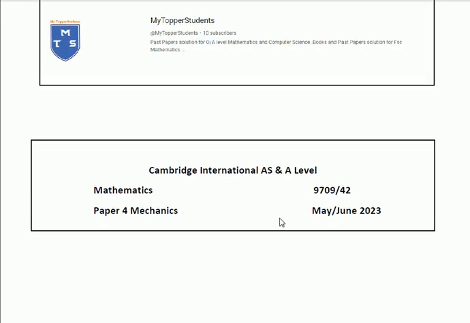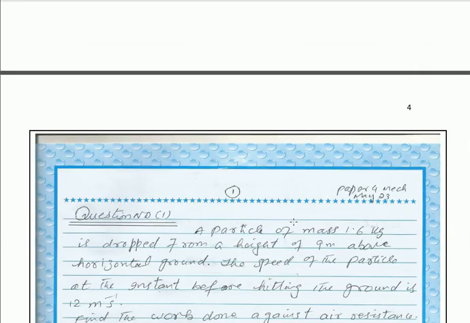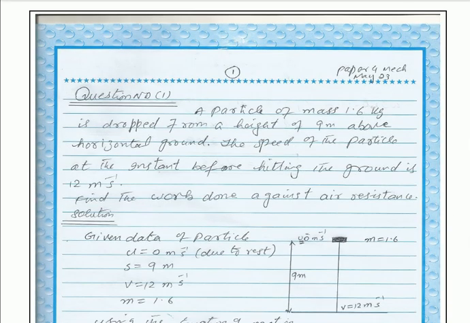In paper 4 mechanics session May June 2023, we shall discuss question number 1. In question number 1, the statement is: a particle of mass 1.63 kg is dropped from a height of 9 meter above the horizontal ground. The speed of the particle at the instant before hitting the ground is 12 meter per second. Find the work done against the air resistance.